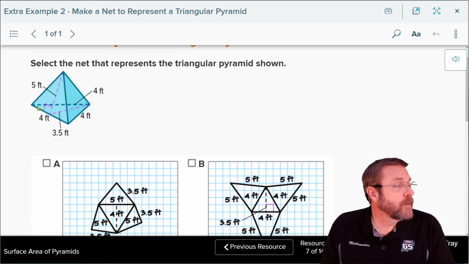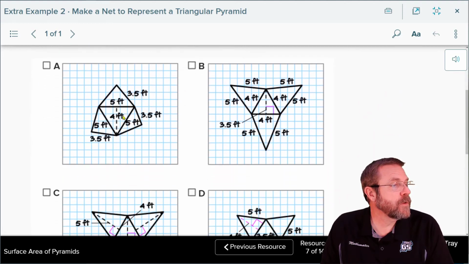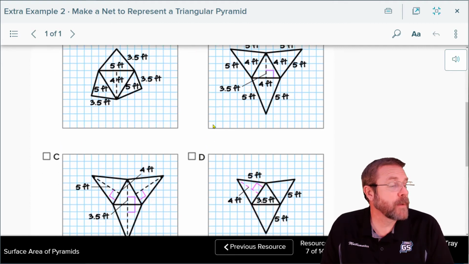First off, the center triangle is going to have dimensions that are going to be 4. So all of the sides are going to be 4. And this height right here, that's going to be 3.5 feet. So let's take a look. This one has a height of 4 feet and side lengths of 5. That's not going to work. This one has side lengths of 4 and a height of 3.5. So that's a valid option.